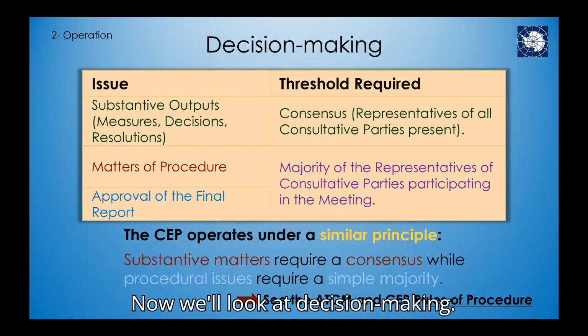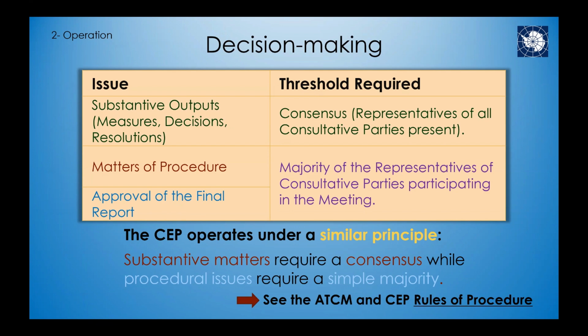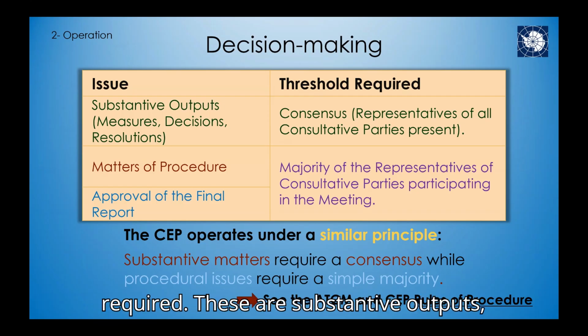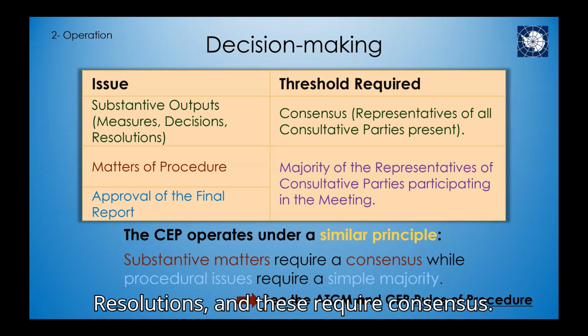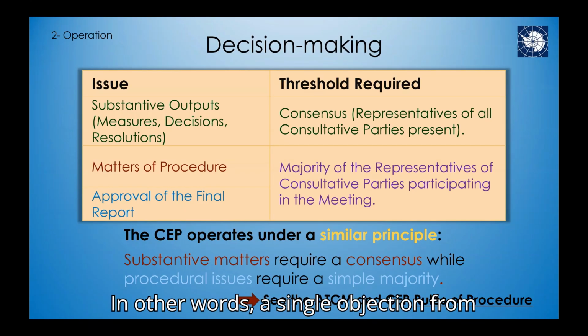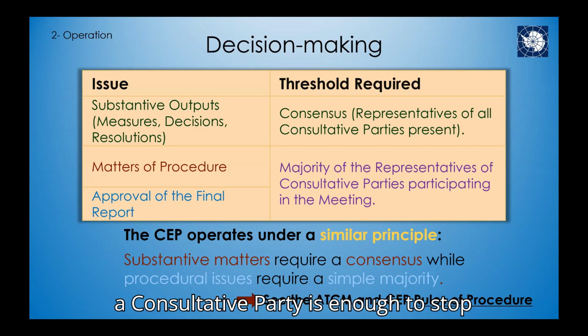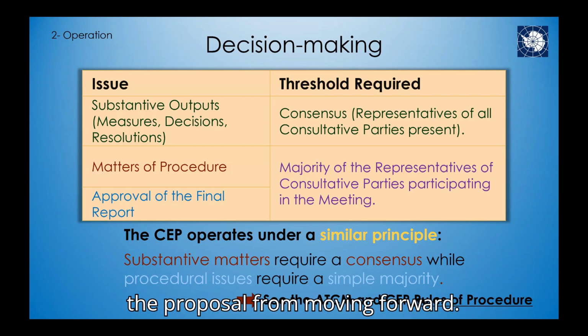Now we'll look at decision making. This table shows you how the ATCM makes decisions, and there are three distinct areas where decisions are required. These are substantive outputs, in other words, measures, decisions, and resolutions, and these require consensus. In other words, a single objection from a consultative party is enough to stop the proposal from moving forward.